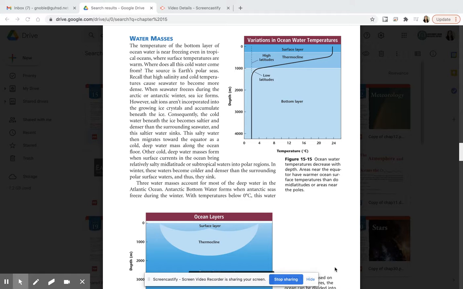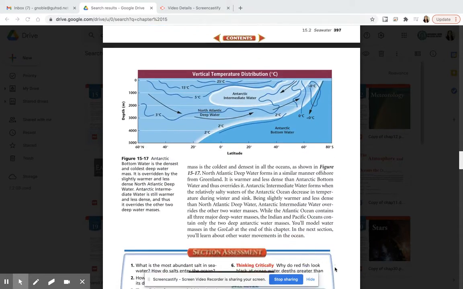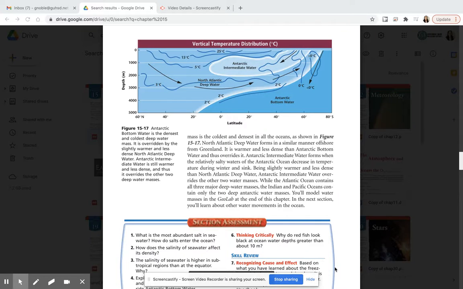Antarctic bottom water forms when Antarctic seas freeze during the winter. With temperatures below 0 degrees Celsius, this water mass is the coldest and densest in all the oceans, as shown in Figure 15-17. North Atlantic deep water forms in a similar manner offshore from Greenland. It is warmer and less dense than Antarctic bottom water and thus overrides it.